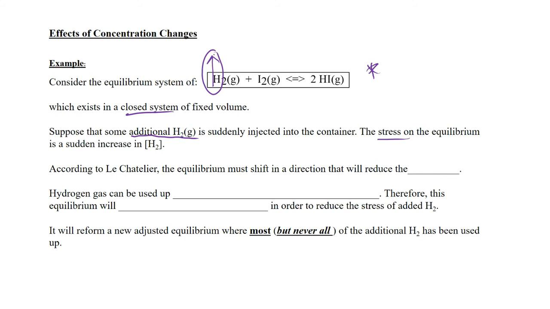So we added it. How does the system use it up? It uses up H2 by performing the forward reaction from left to right. Okay, so we're going to shift to try and decrease or lower the hydrogen concentration. So how do we use up hydrogen gas? We use up hydrogen gas in the forward reaction.